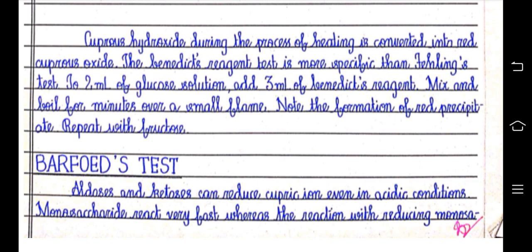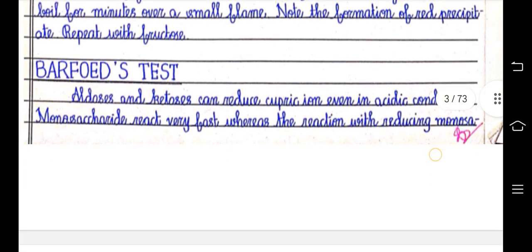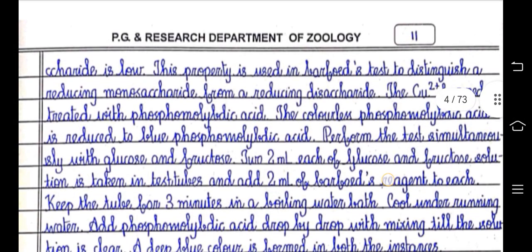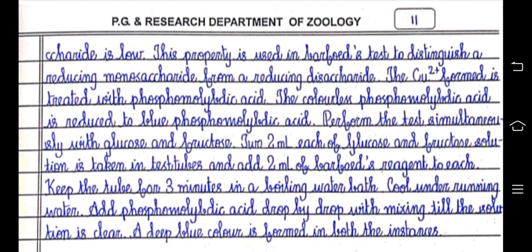Barfoed's test. Aldoses and ketoses can reduce cupric ions even in acidic conditions. Monosaccharides react very fast, whereas the reaction with reducing disaccharides is slow. This property is used in Barfoed's test to distinguish a reducing monosaccharide from a reducing disaccharide. The Cu2+ formed is treated with phosphomolybdic acid. The colorless phosphomolybdic acid is reduced to blue phosphomolybdic acid.